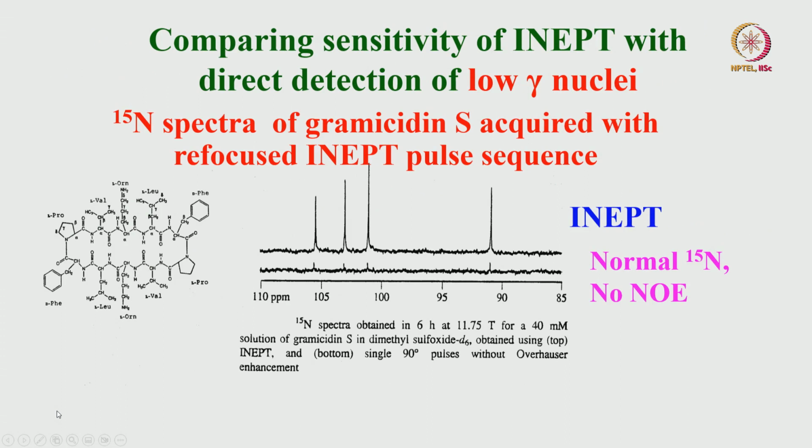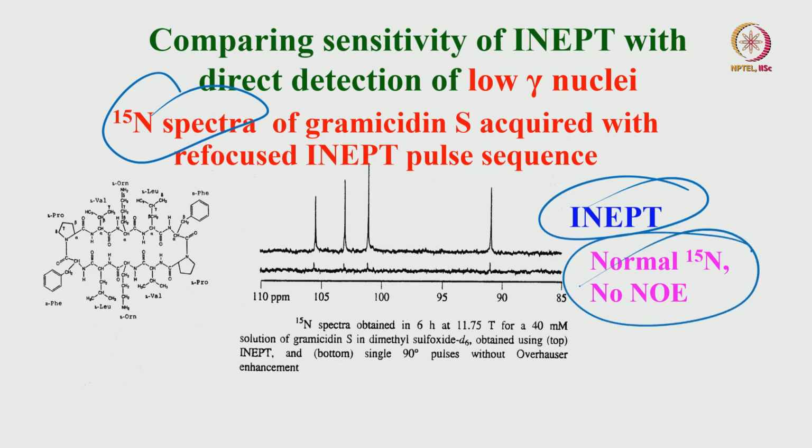And now we will compare this with the sensitivity of the INEPT with the direct detection of low gamma nuclei. Some low gamma nuclei, nitrogen 15. Nitrogen 15 spectra of a peptide acquired with refocused INEPT. This is an INEPT experiment. The normal nitrogen 15, no NOE. This is an INEPT experiment where you see the enhancement of the signal intensity, with decoupling. Fantastic experiment. So beautiful. We can see the nitrogen 15.